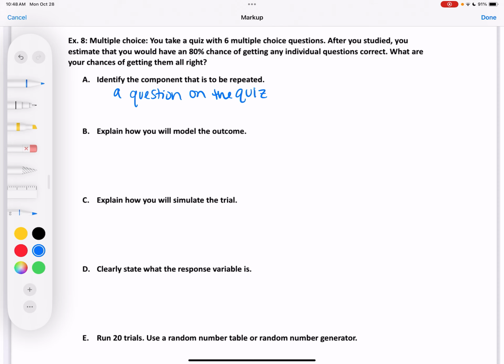All right, so explain how we're going to model the outcome. This one's really nice because I have an 80% chance, so that means I can use single digits. So I'm going to say that 0 to 7 is a correct answer, and 8 or 9 is an incorrect answer.